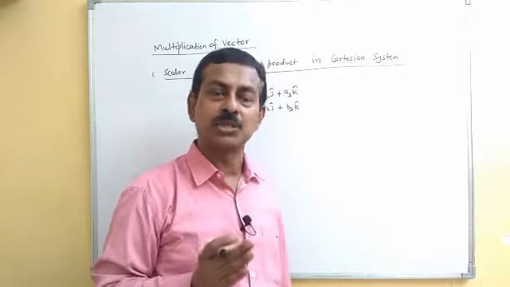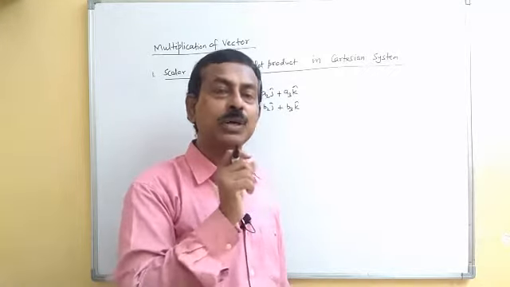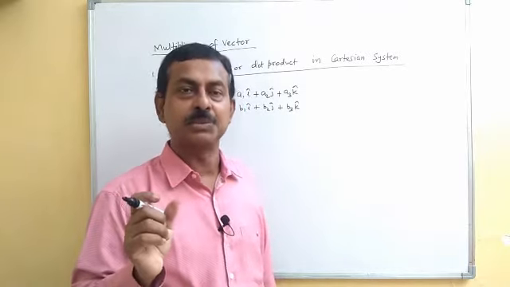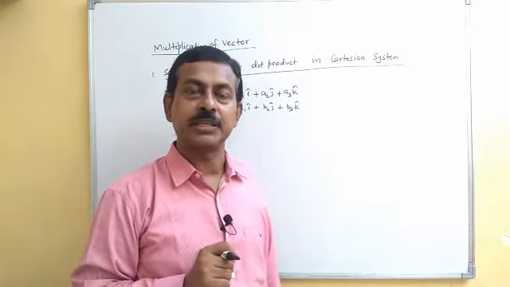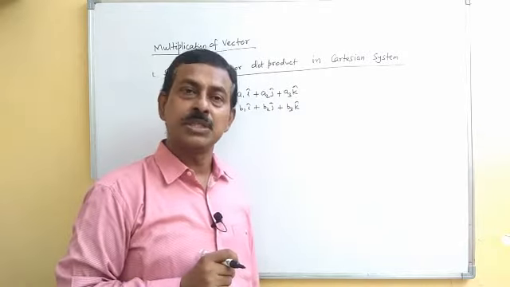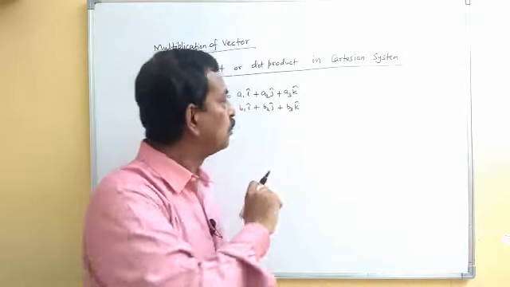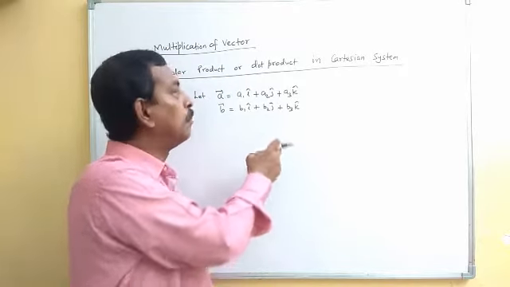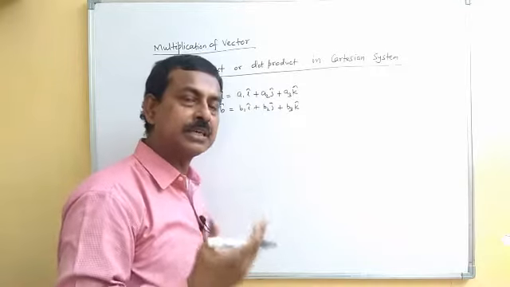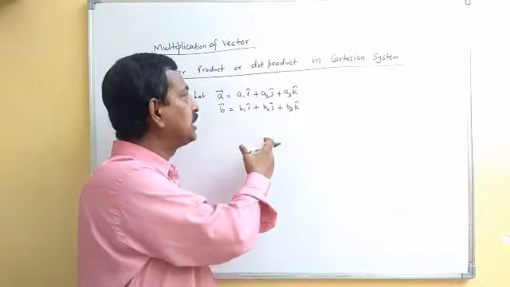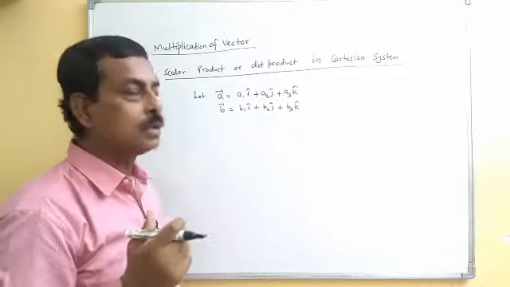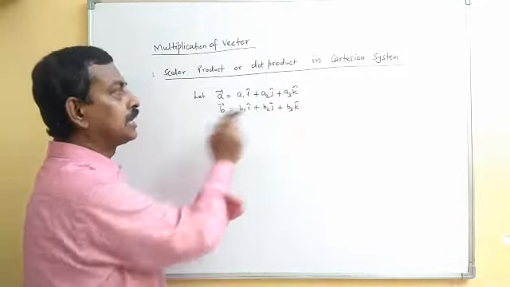AB cos theta. But there you should know the magnitude of A, the magnitude of B, and the angle between them so that you can find cos theta. Here, if it is represented in the Cartesian system, then we express it using the coordinates and components, like the unit vectors i, j, k. So let's see how we get the scalar product in this Cartesian system.